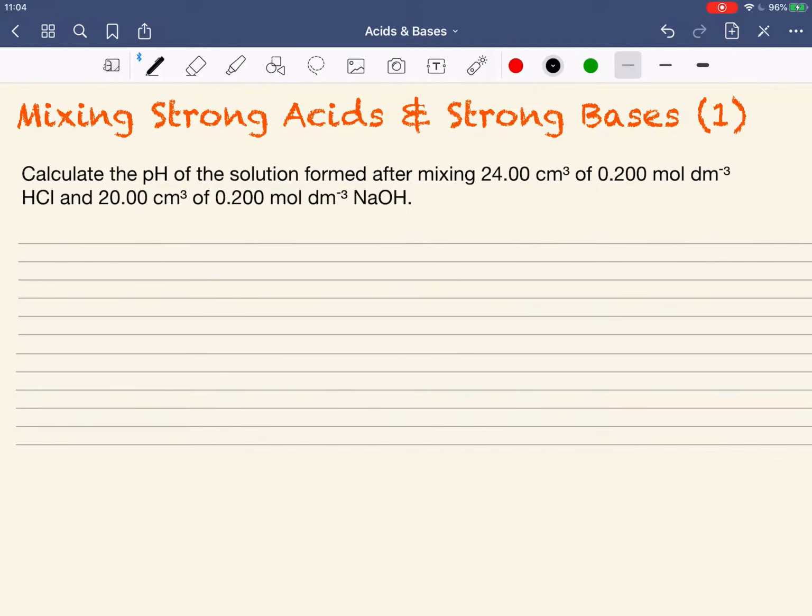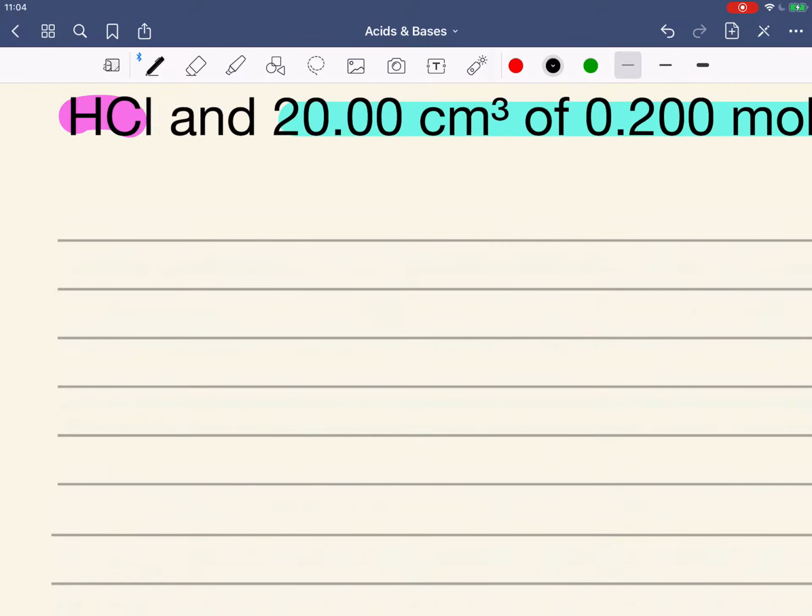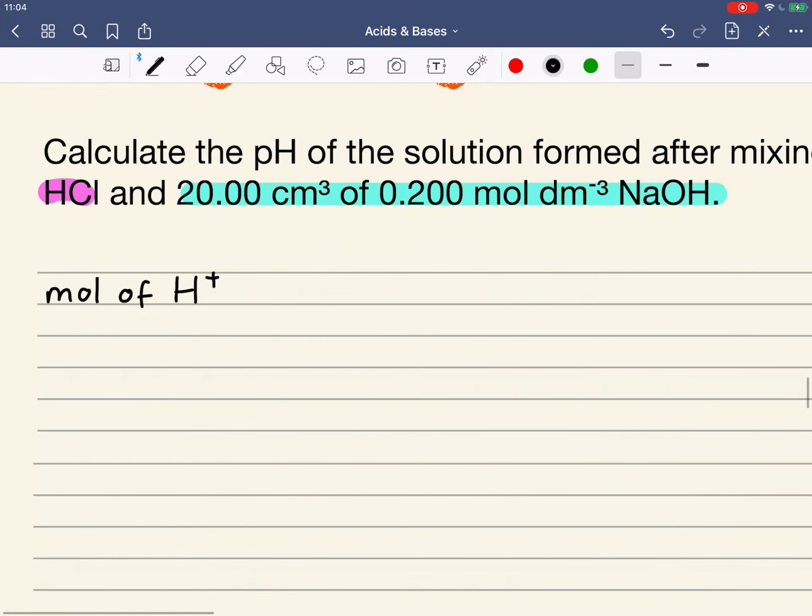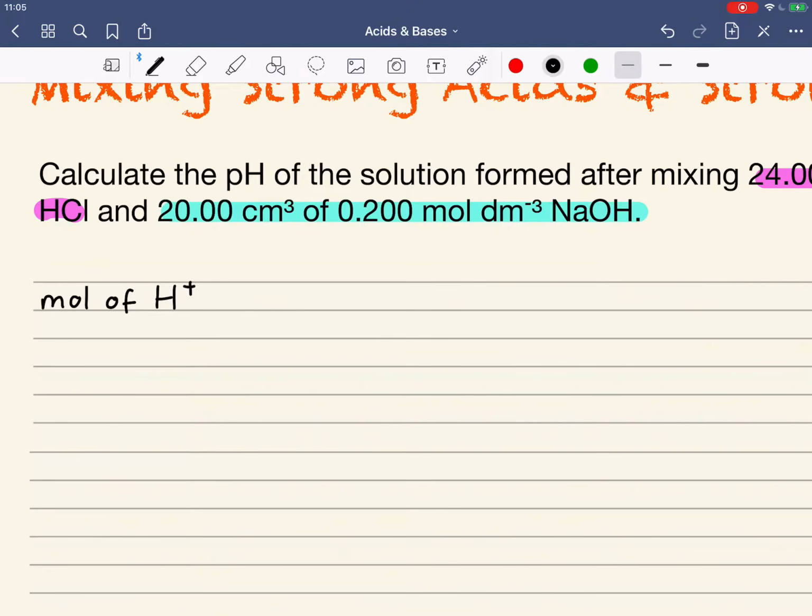Here we're going to look at how we can work out the pH after adding strong acids and strong bases. So I've been given the concentration and volume of my strong acid, which is my hydrochloric acid, and the concentration and volume of my strong base, sodium hydroxide. First thing we need to do on a question where I'm mixing strong acids and strong bases is work out the moles of hydrogen ions. Now, being a strong acid and a monoprotic acid, the moles of HCl will equal the moles of hydrogen ions.